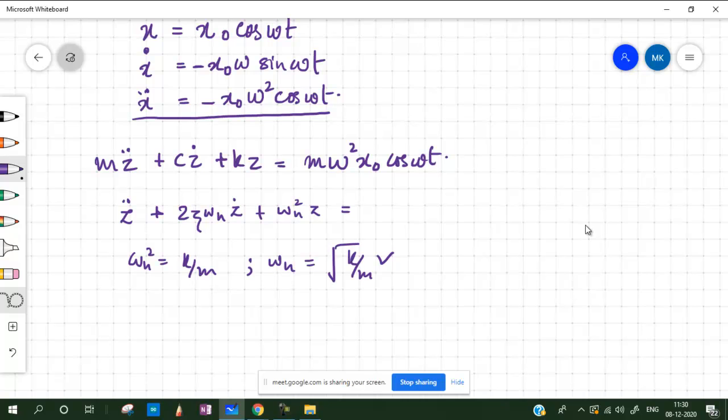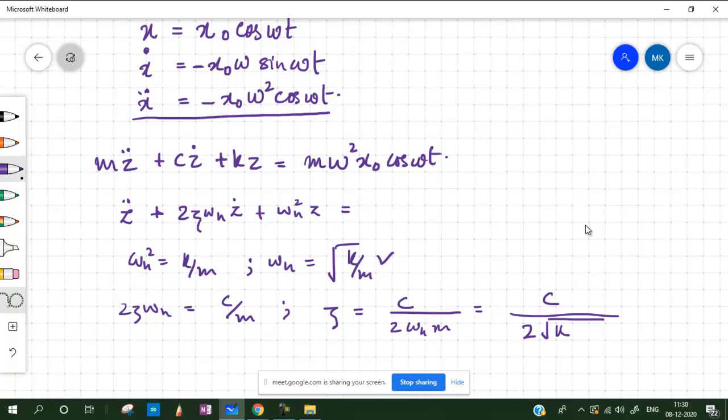And similarly we have 2 zeta omega n is equal to c by m, and zeta is given by c by 2 omega n m, which can be substituted from here. We can have c by 2 under root of k by m, and outside we can have another m. If this m goes inside, it's m square, so we have c by 2 root of km. So this is our damping ratio, and this is our natural frequency of the system, which depends on the physical parameters or parts that we have designed the accelerometer for, for example the stiffness, the mass, the damping.